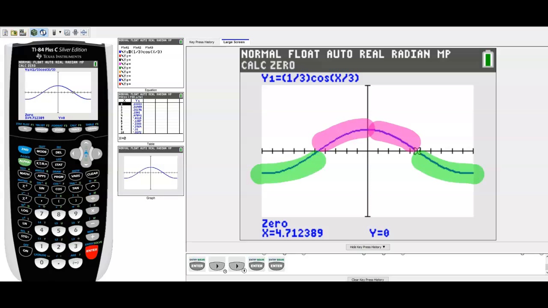So just as a quick picture, to the left of negative 4.712 and to the right of positive 4.712, my derivative is below the x-axis, which means my derivative is negative, which means that f is decreasing for the green zone. F would be increasing in the pink zone because that's my derivative. It's above the x-axis, which means it's greater than 0, which means my slope is positive, which means f is increasing. So this is how you would write your answer.